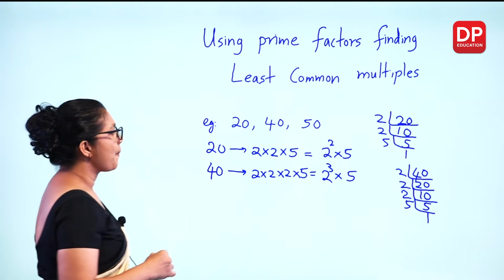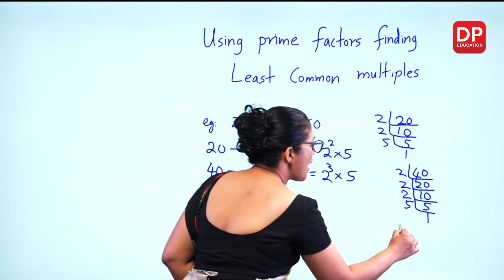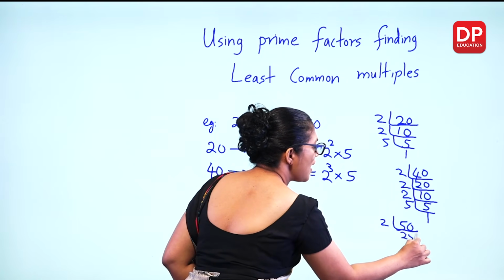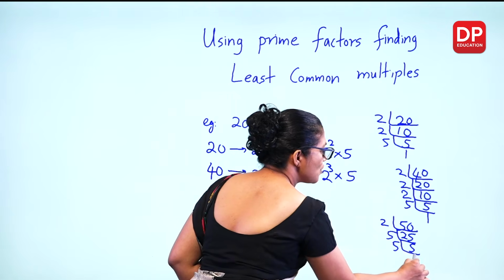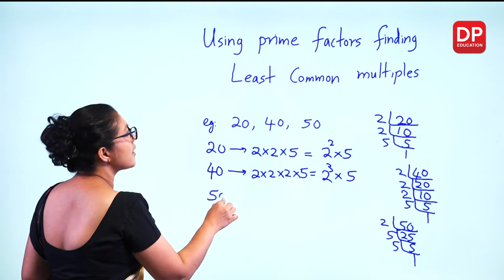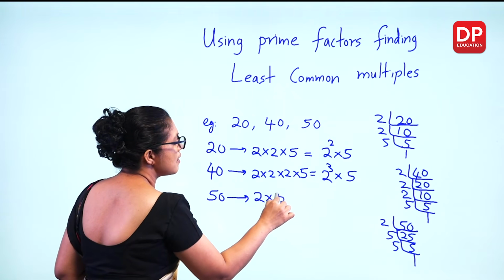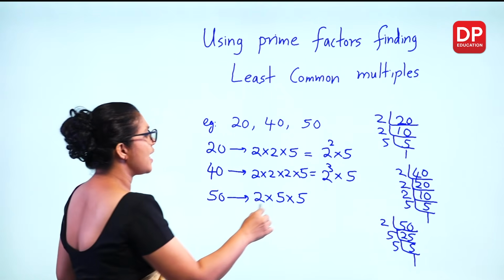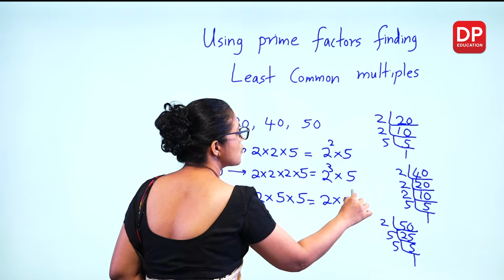Now we'll take the next number, 50. What are the prime factors for 50? Divide by 2, you get 25. Divide by 5, you get 5 here. And when you divide by 5, you get 1. So what are the prime factors for 50? You get 2 times 5 times 5. So you can write here 2 with 5 squared.